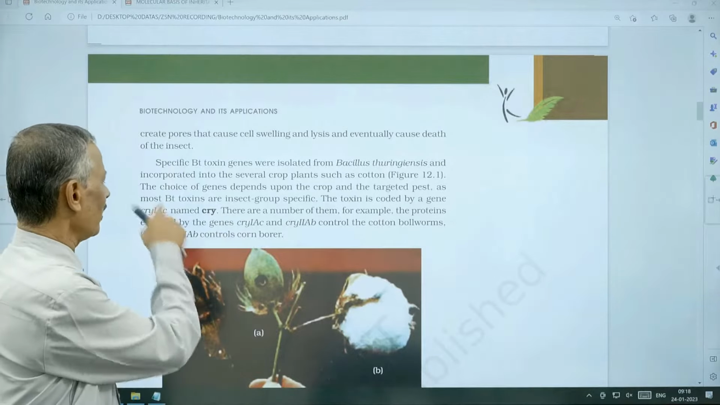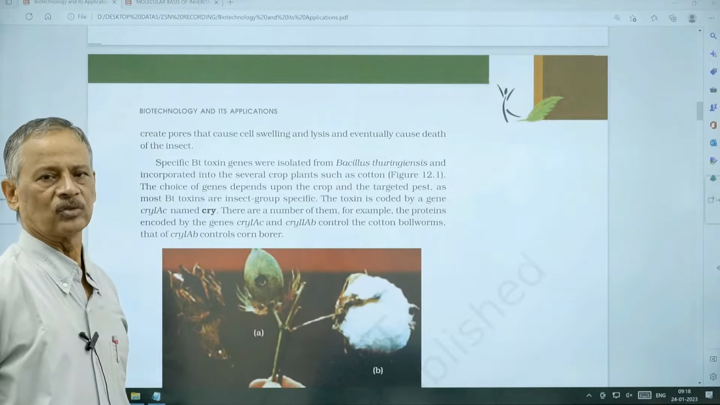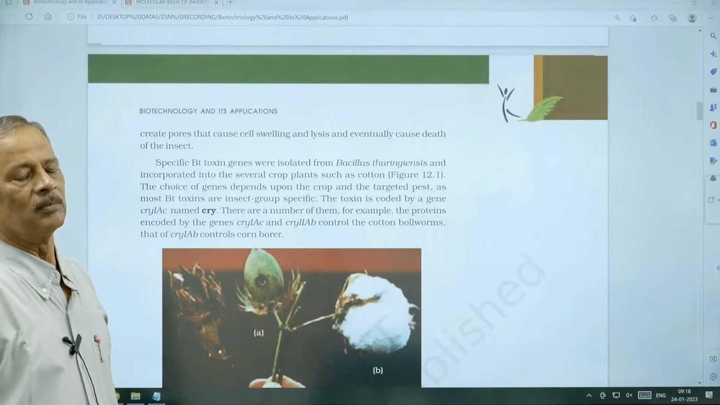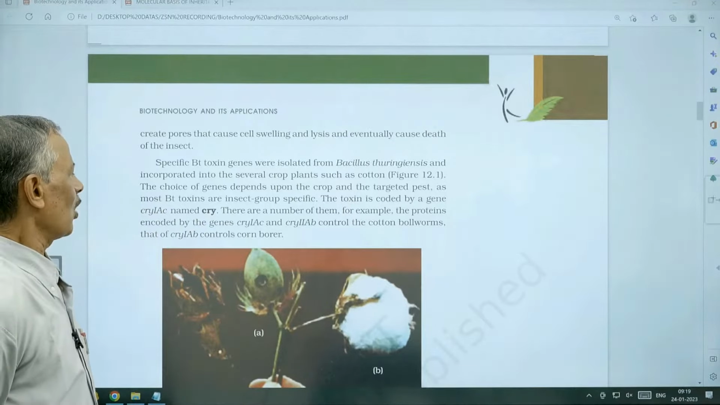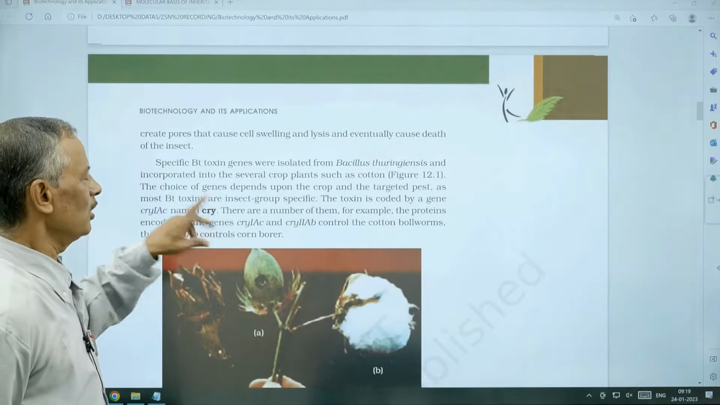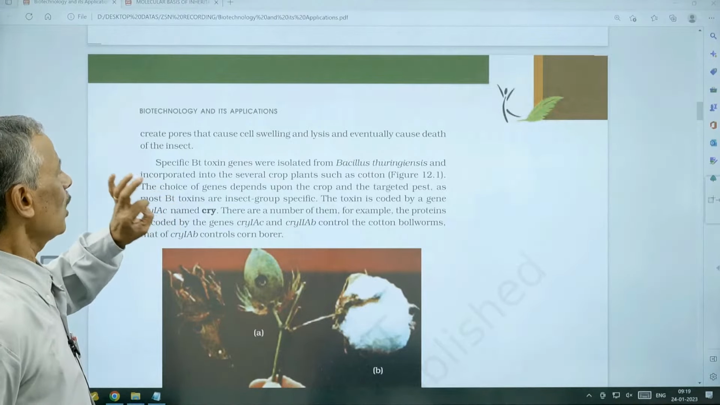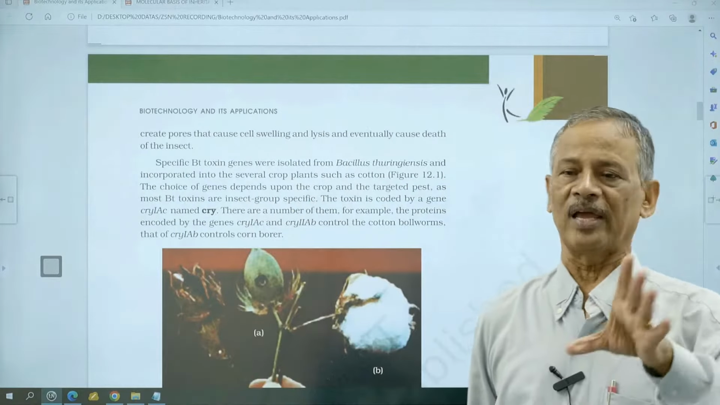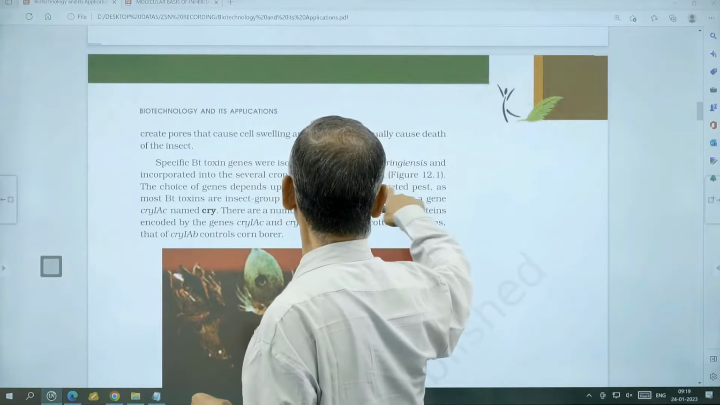Similarly, cry 1 AB that controls corn borer in corn. Okay. These worms are coming and eating on them, but now we have made corn plants resistant to the attack of corn borer by introducing cry 1 AB gene into the plants. Okay. So, the only thing is that we have to understand which is the target pest, which is the target plant. That is why we say that specific, the crop and targeted pest.